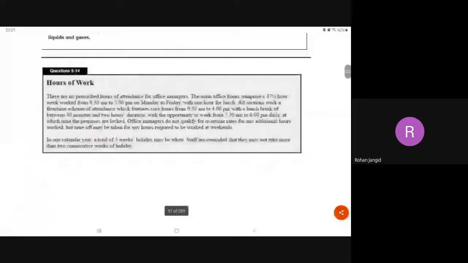The first line says there are no prescribed hours. कोई prescribed hours, कोई hours हैं ही नहीं attendance for office managers. So ये contradict कह रहा है. जो आपका question statement है वो कह रहा है कि उन्हें करना ही है 8:30 to 5 p.m. Right? But the passage statement is saying prescribed hours कोई है ही नहीं. There are no prescribed hours. So it's contradicting, it's false. Okay, 10th is true, 11th one.